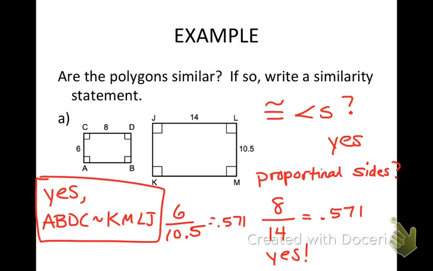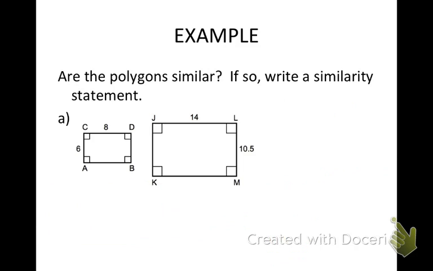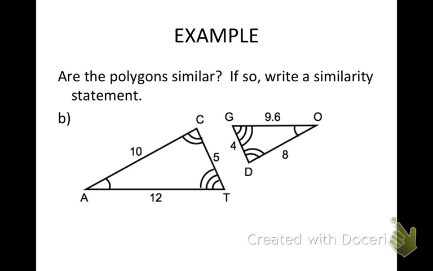All right, so let's check the next one. Is everybody okay? All right, so first thing, let's check angles congruent. Do I have all 3 sets of congruent angles? Yes. I've got A matching up with O, I've got C congruent to D, and I've got T congruent to G. Perfect. All right, so now we got to check our proportional sides.